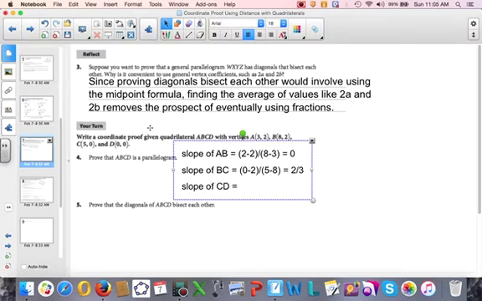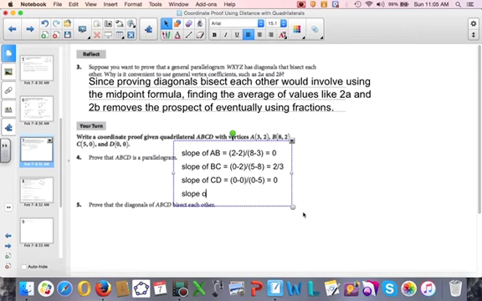Slope of CD, that's these 2 points, y minus y over x minus x becomes 0. Notice how these two slopes are now equal. And slope of AD is 0 minus 2 over 0 minus 3. And once again, that's positive 2/3 when I realize that a negative over a negative becomes positive.